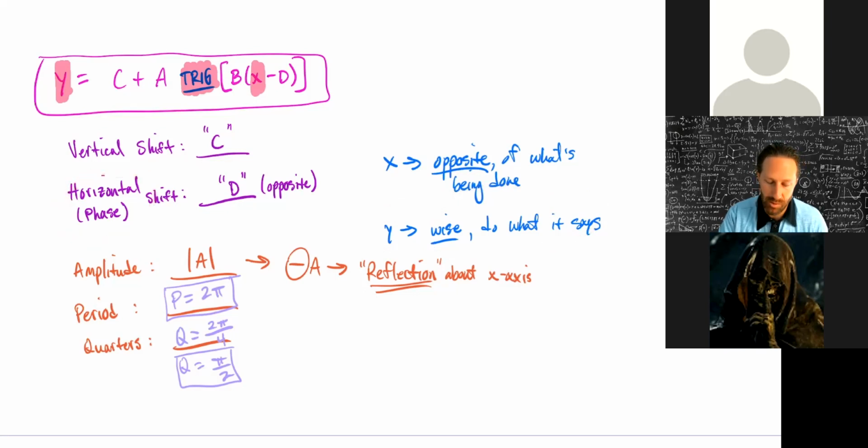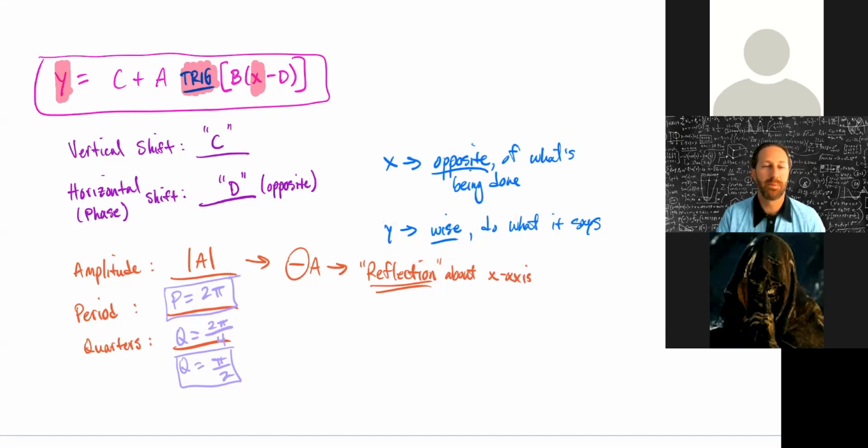Horizontal, also known as the phase shift, will be the adding or subtracting to the X part. Horizontal, X-axis. And remember, we're going to do the opposite, and that negative there is how we represent the opposite. X's are opposite of whatever's being done. Y's are Y's, do whatever it says. Multiply, add to all the Y values.